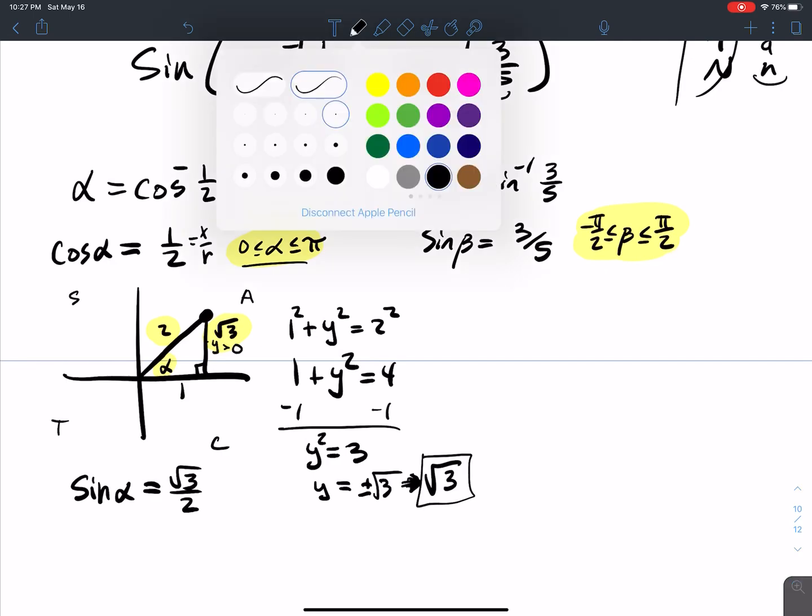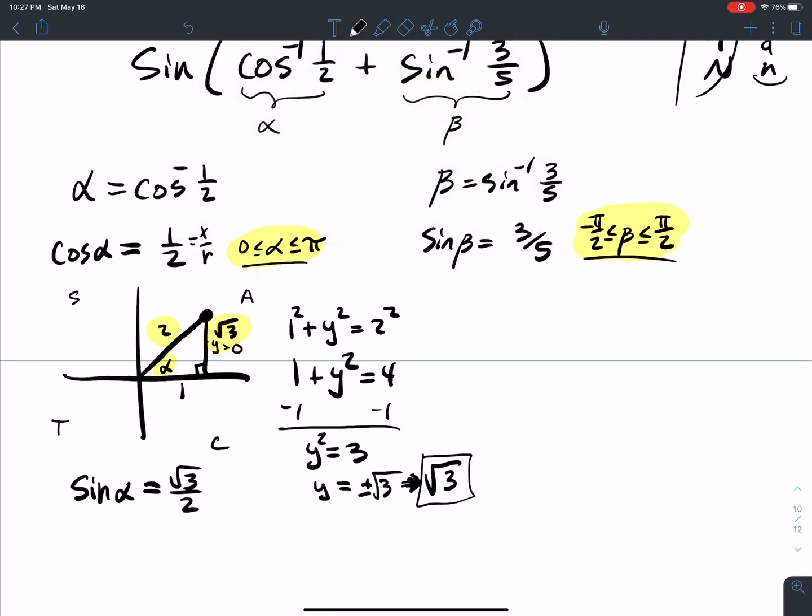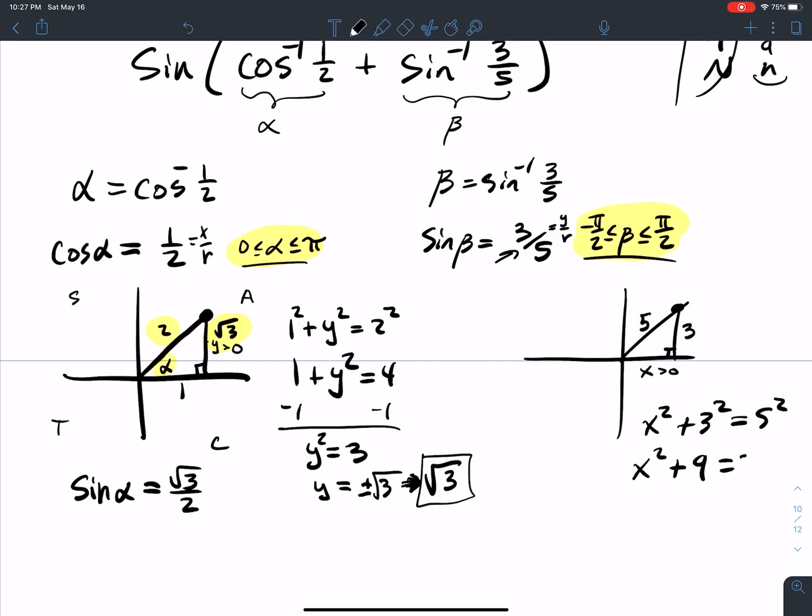Okay. For my other triangle over here, beta is stuck between negative pi over 2 and pi over 2, but since sine is positive, I know I'm in the first quadrant. So sine is y over r, so 3 over, and then I have my 5, and so I'm looking for a positive x value. Okay, so x squared plus 3 squared equals 5 squared. So x squared plus 9 equals 25. Subtract 9. I get x squared equals 16. Square root, I get plus or minus 4. Since it's positive, I'm going to have a positive 4 here. And that's for my beta angle.